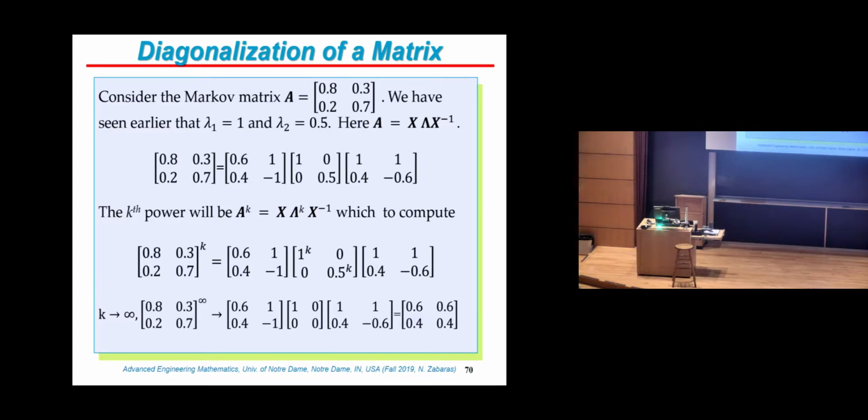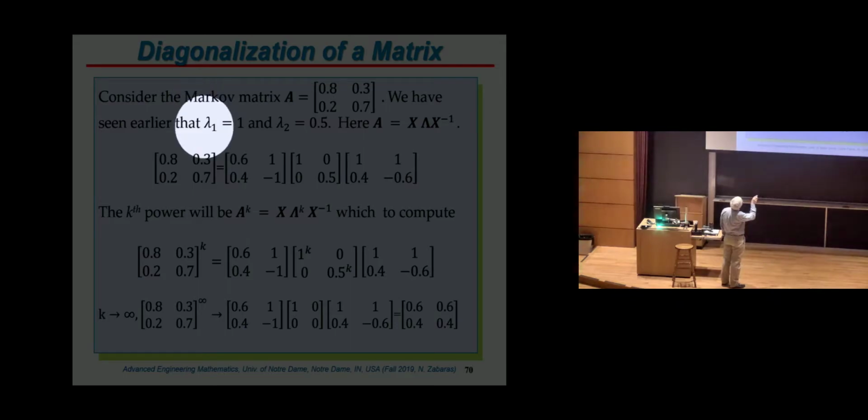But actually, there is something new here. Okay, now, I covered this on the first lecture. So when you take powers of a matrix, right? You notice here I have two eigenvalues. I have an eigenvalue 1 and an eigenvalue 0.5.